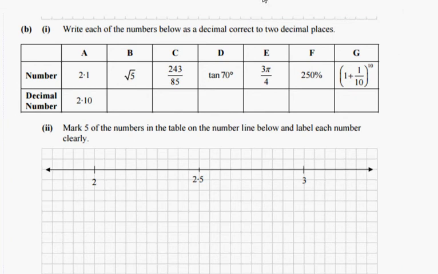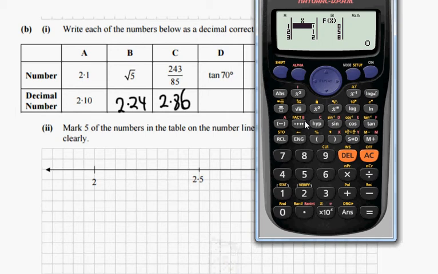Okay, never mind. So, correct to two decimal places. Put root 5 into your calculator, you get 2.24. Put this into the calculator, you get 2.86. Put tan 70 into your calculator, provided your calculator says D on the top. Please make sure it says D, otherwise you'll get a different number.